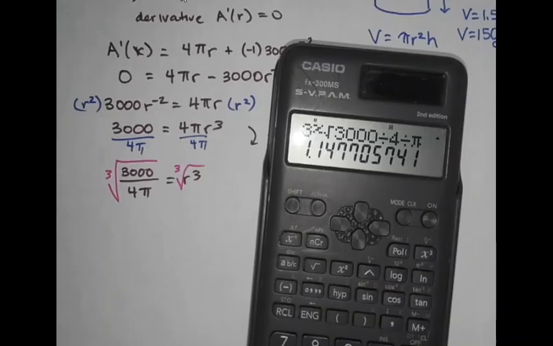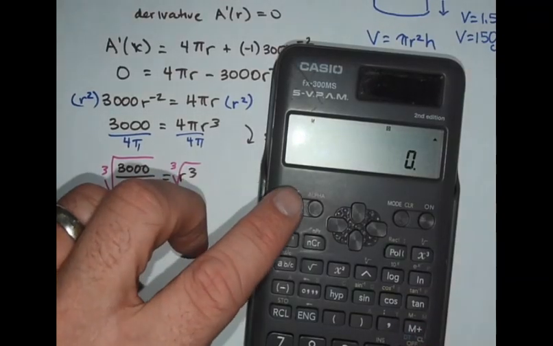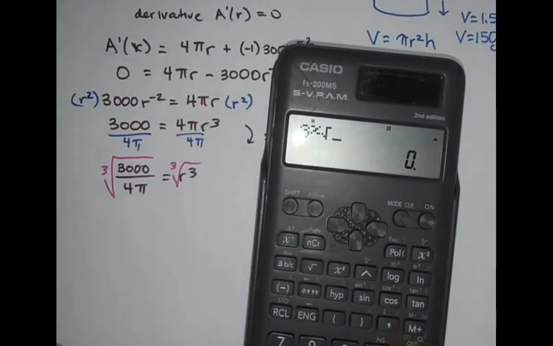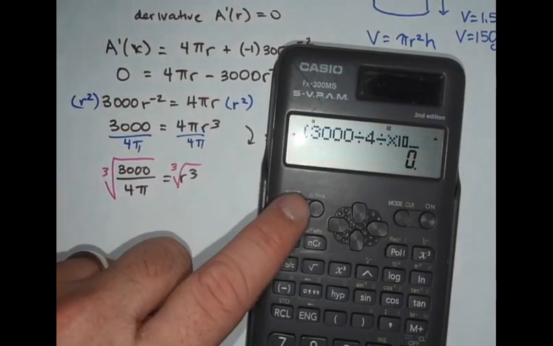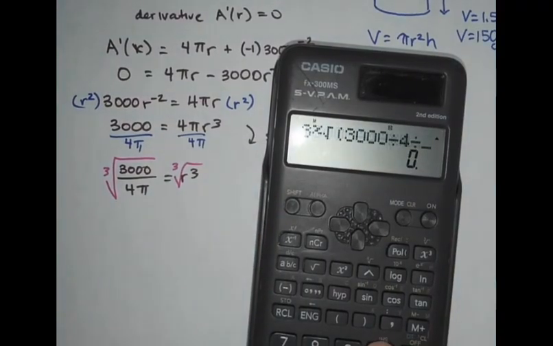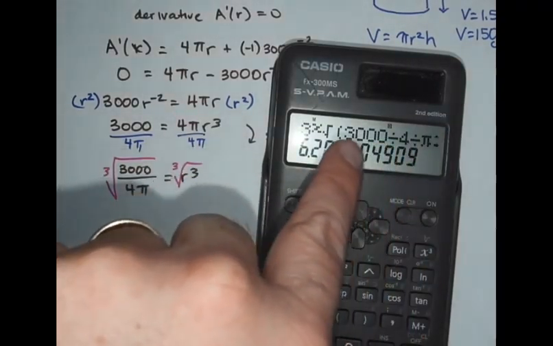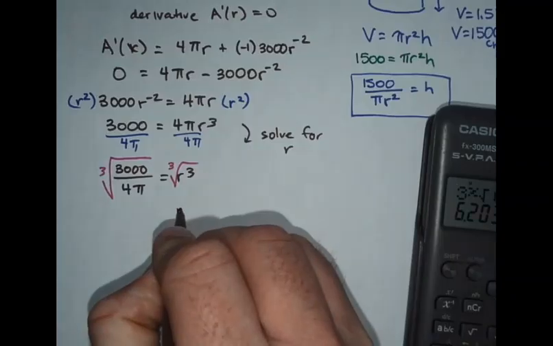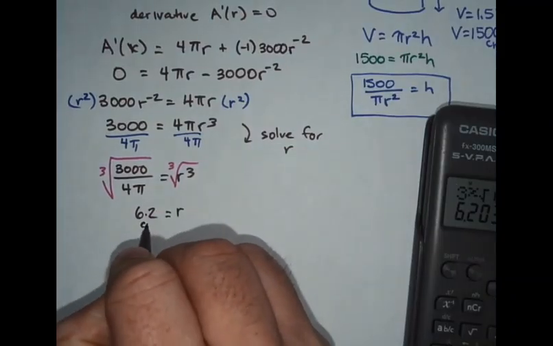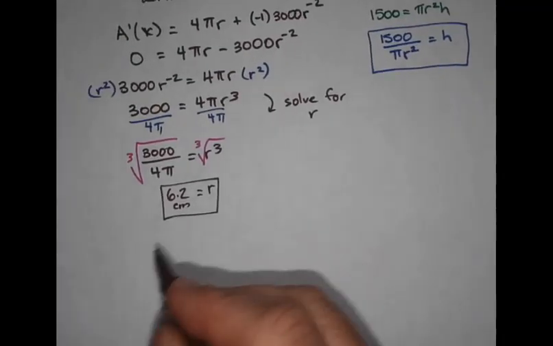Oh, I screwed up on that. So I can do bracket 3,000 divided by 4 divided by pi, close the bracket, and I should get about 6.2. So make sure when you're underneath the root, you use a bracket so that it catches that. You get 6.2 centimeters.